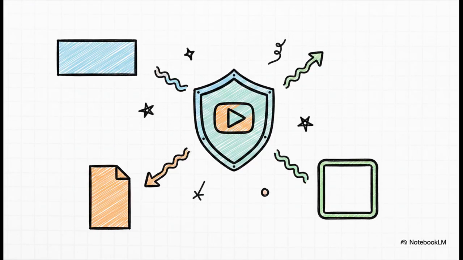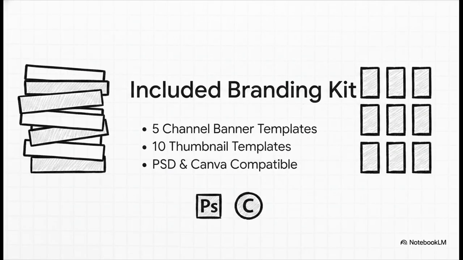And look, professional branding doesn't stop when the video ends. To make sure your entire channel feels cohesive, the toolkit also includes a complete branding kit. Inside this kit, you'll find 5 YouTube channel banner templates and, this is huge, 10 customizable thumbnail templates. And because they work with both Photoshop and Canva, anyone can easily create those click-worthy thumbnails that perfectly match the new professional look of your videos.